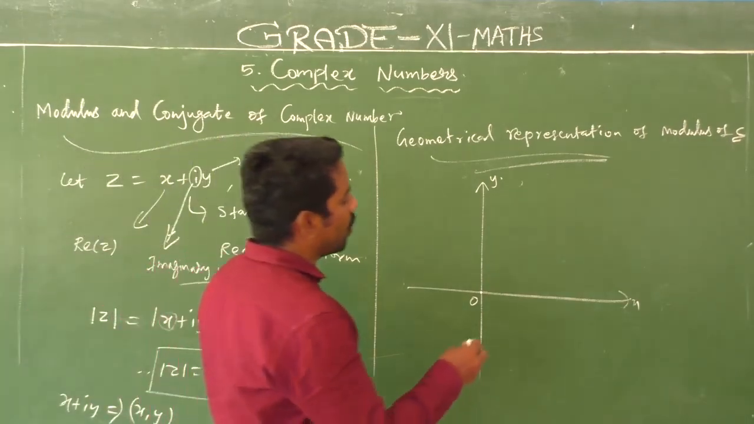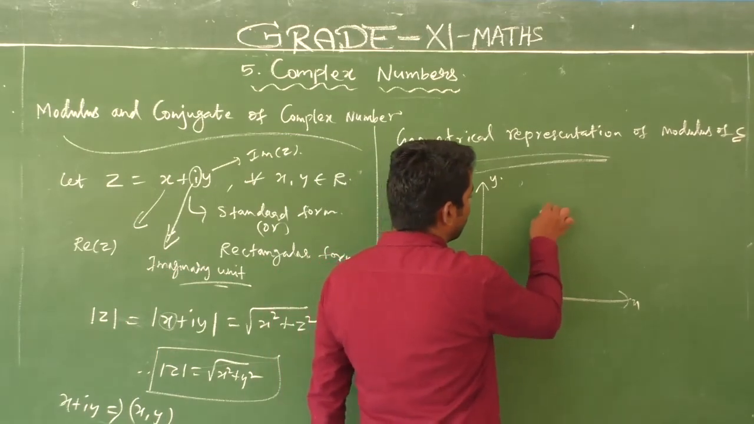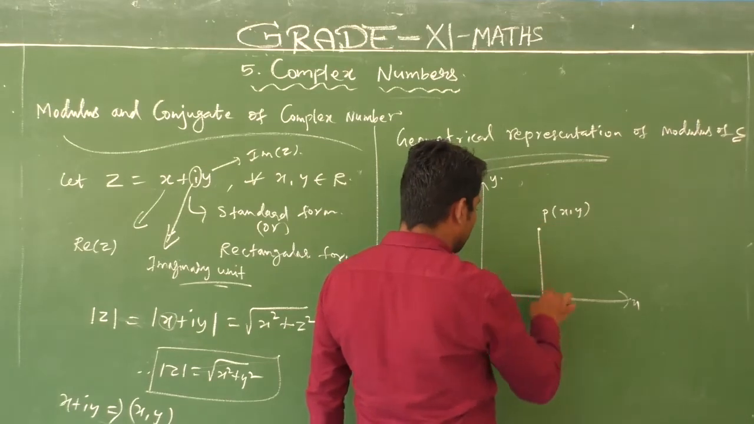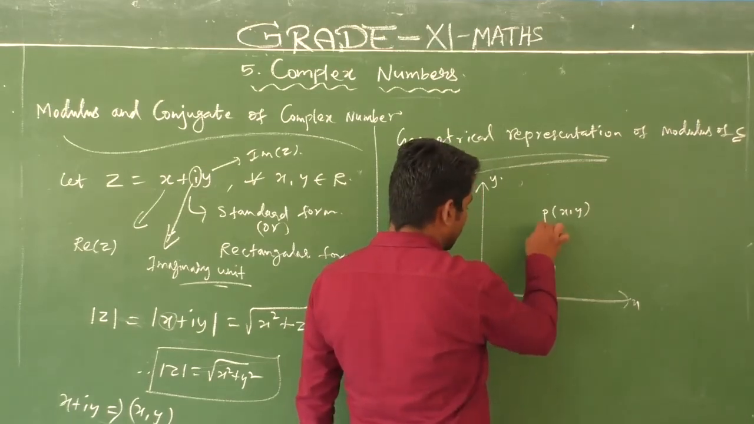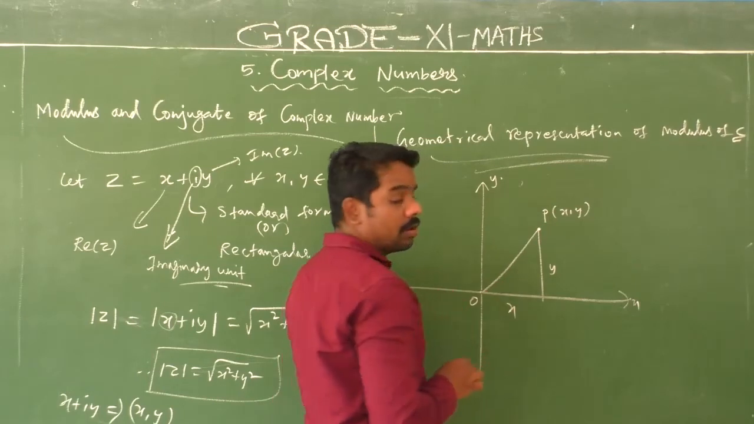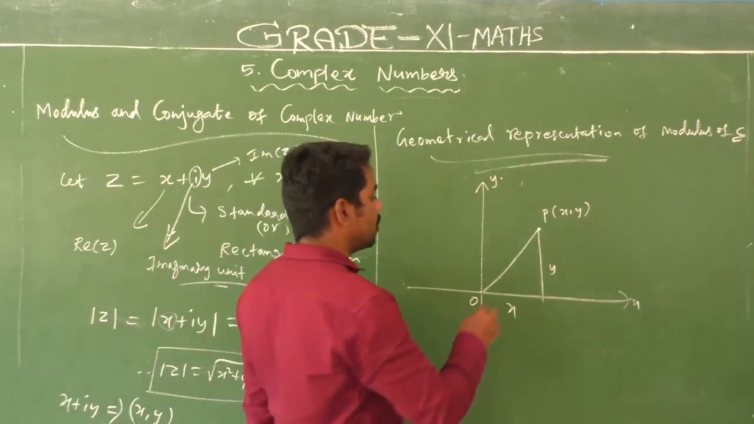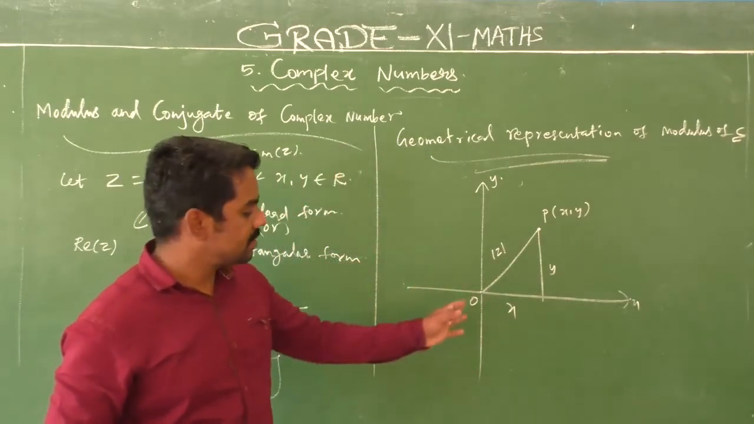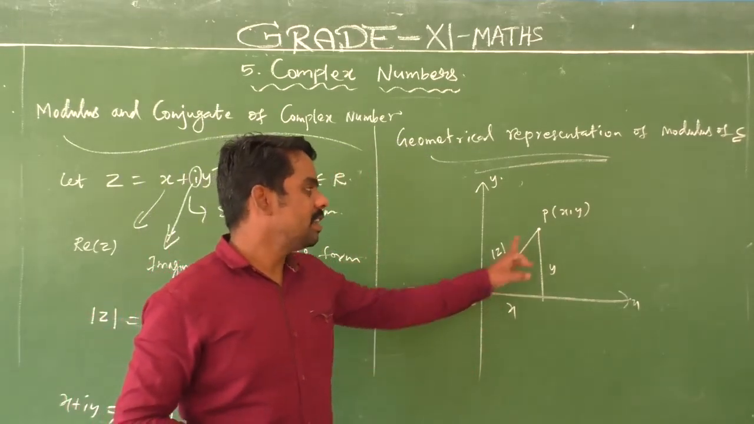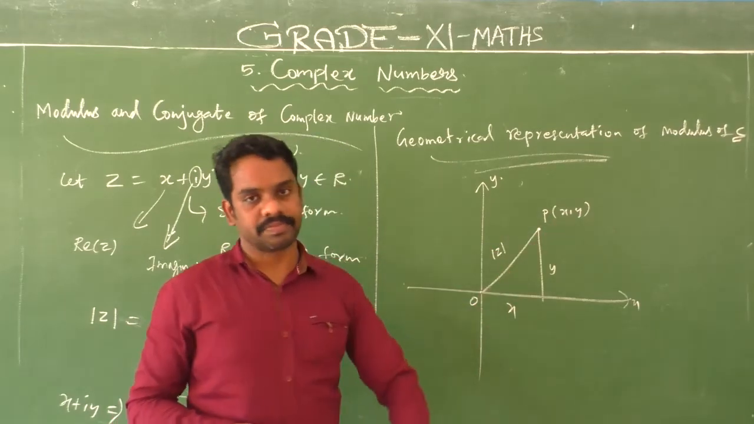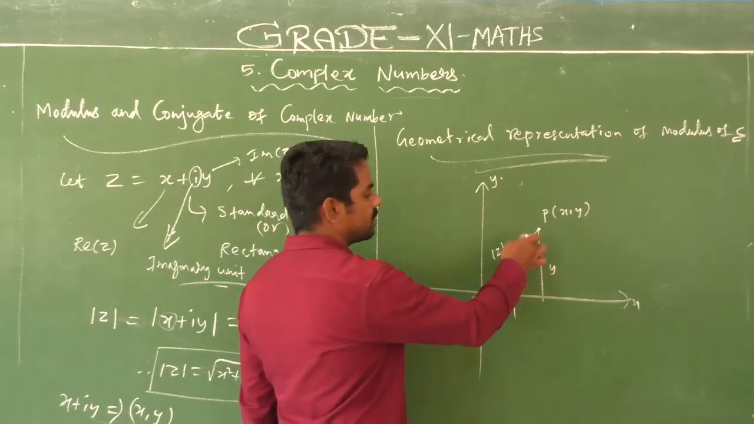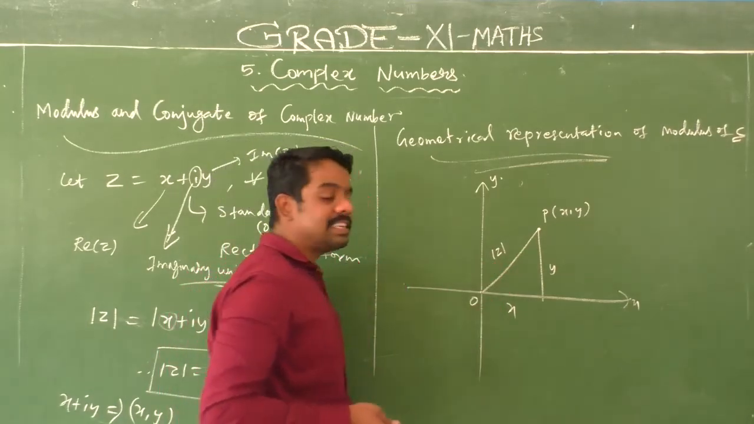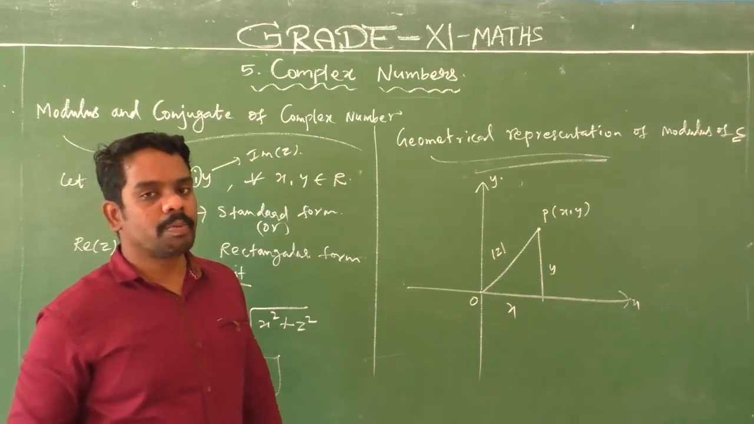The point P is x comma y. This is the x distance and this is the y distance. Here OP is modulus z. What is the value of modulus z? Modulus is the distance between the point and the origin. Distance between O and P is equal to modulus z, using the distance formula between two points.